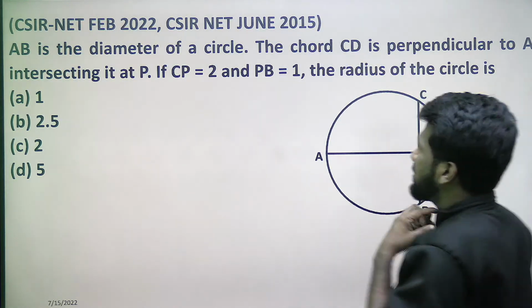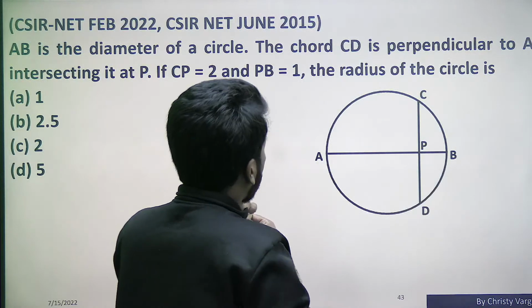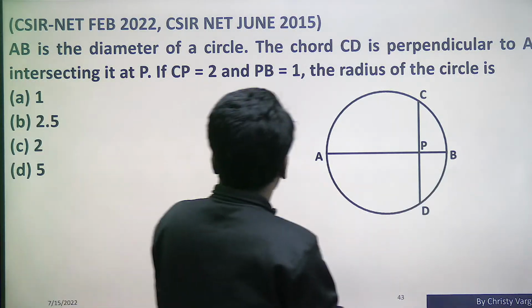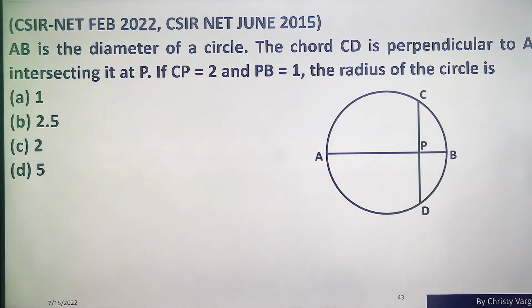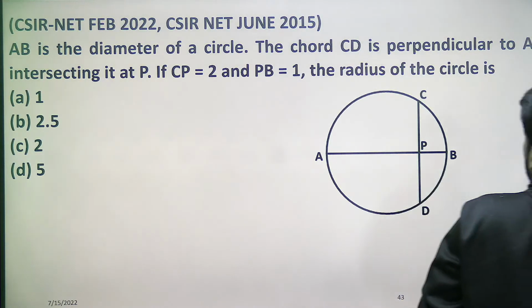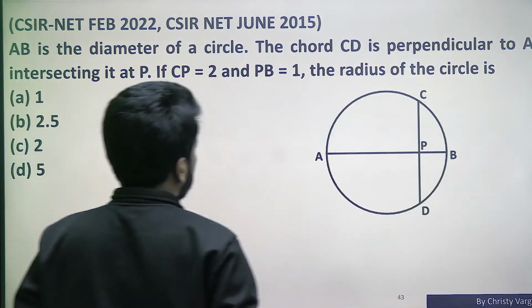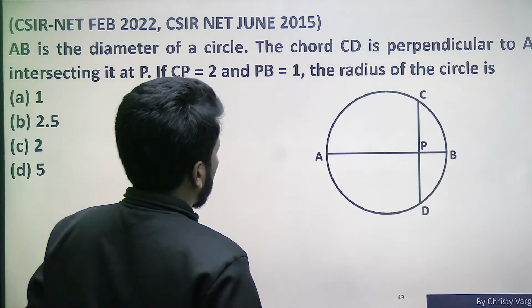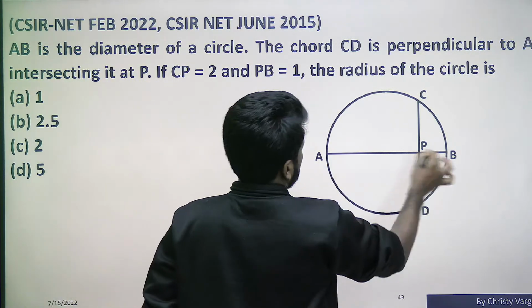B and D option. Let's see. AB is the diameter of a circle. The chord CD is perpendicular to AB, intersecting it at P. If CP is equal to 2 and PB is equal to 1, the radius of the circle is. So AB is the diameter of the circle. So this is the diameter.